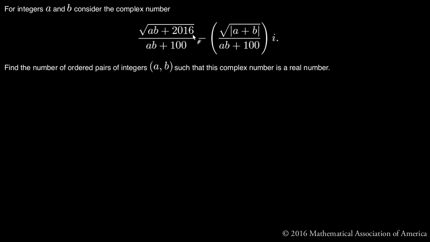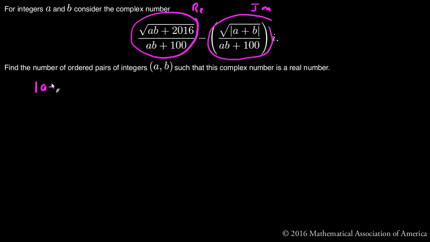The first way is the easy way. So I have what looks like it should be the real part, and what looks like it should be the imaginary part. And so if I can make this part 0, then it'll just be real. And to make this 0, I want to make the absolute value of a plus b equal 0. Now, absolute value being 0 just means I want to find where a plus b equals 0.